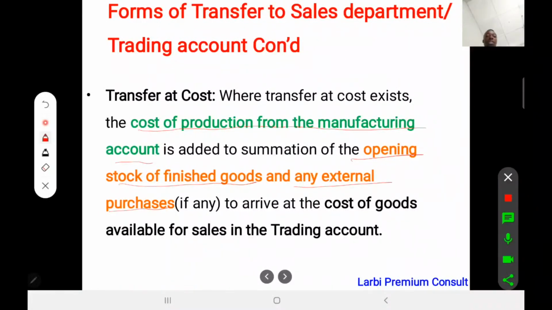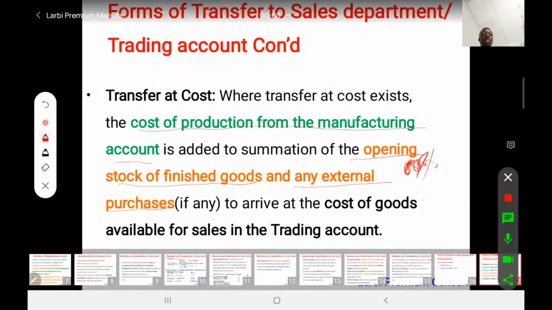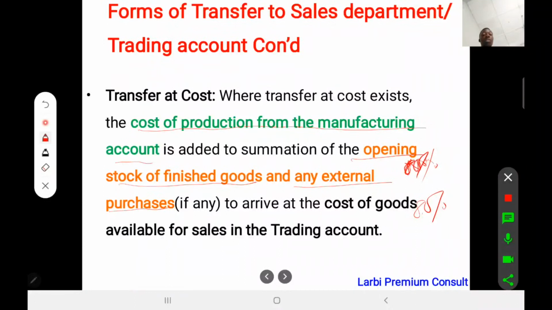Let's say we have an organization where 80% of their products are manufactured in-house, within the organization, but they also buy, let's say, 20% from outside. For such an organization, we call them a manufactured in-house, buy-out firm. For them to determine the cost of production, if you are doing transfer at cost, all you need to do is this, where transfer at cost exists.